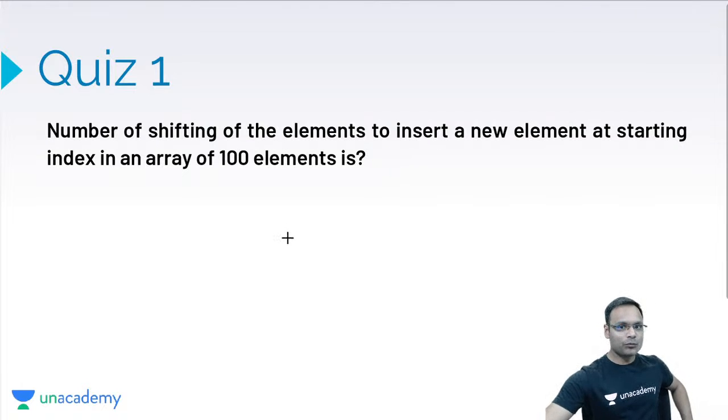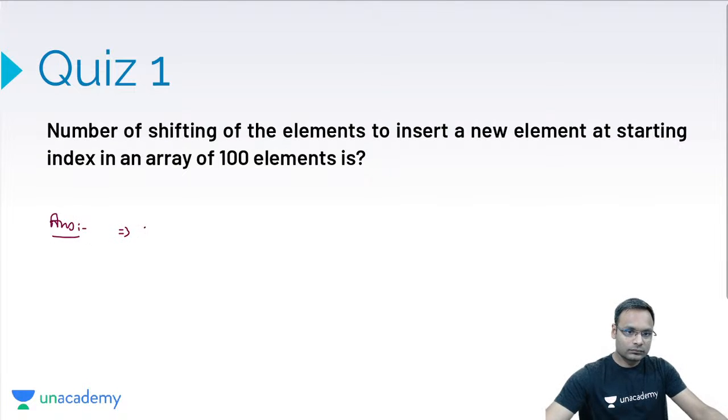Number of shifting of elements to insert a new element at starting index in an array of 100 elements is? If you are inserting a new element at the starting index, then the total number of shifting will be all elements. The answer will be equal to n, which is 100.